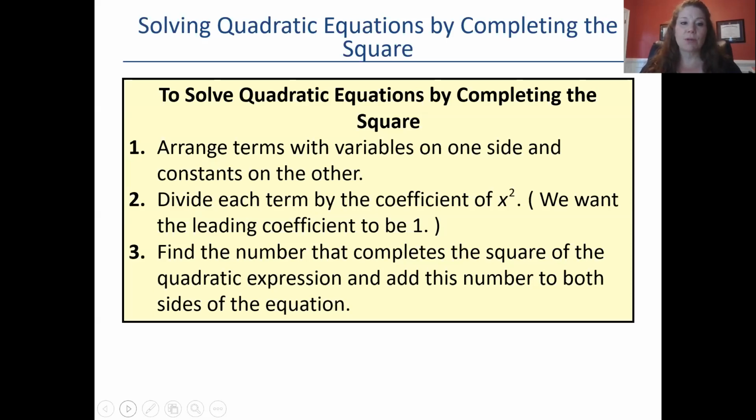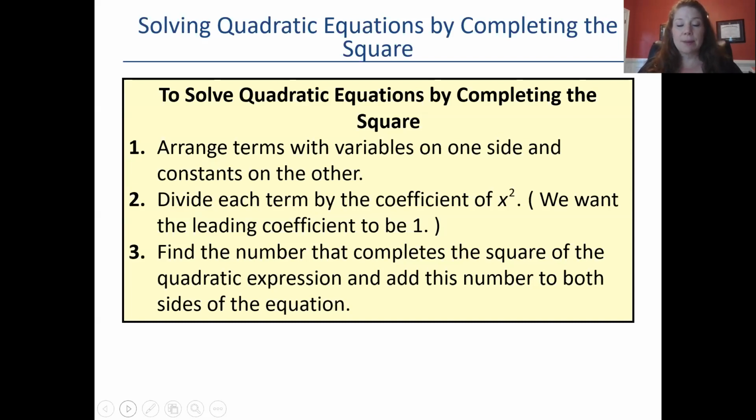The first thing we're going to do is arrange terms with variables on one side of the equal sign and constants on the other. So all x's are going to be on one side of the equal sign, and numbers without variables are going to be on the other side of the equal sign. We're going to divide each term by the coefficient of x squared. So if it's 2x squared, every term will be divisible by 2.